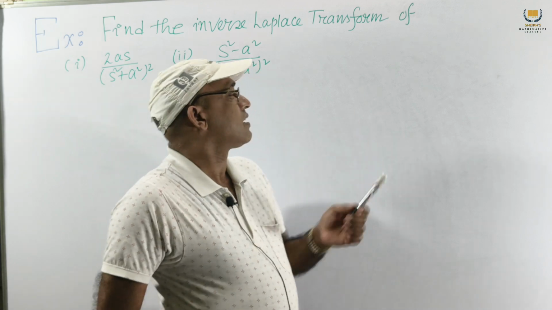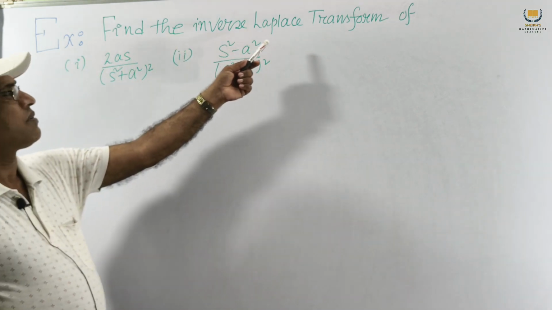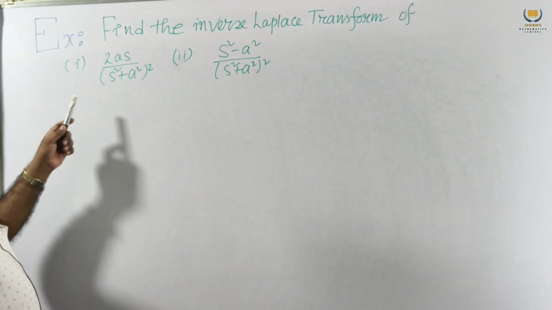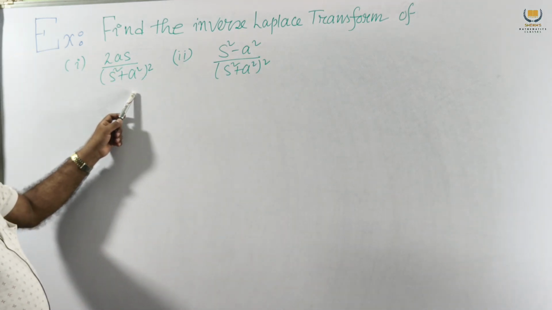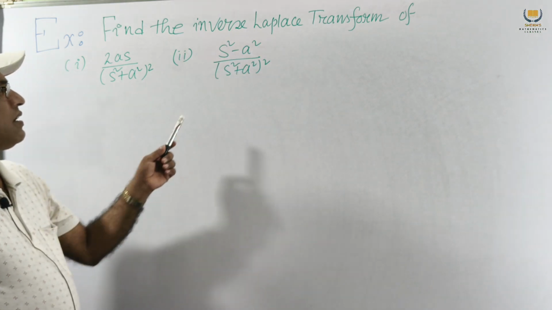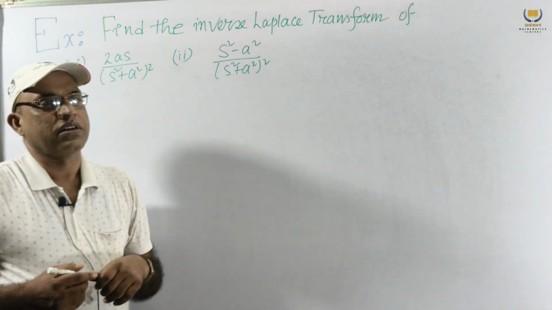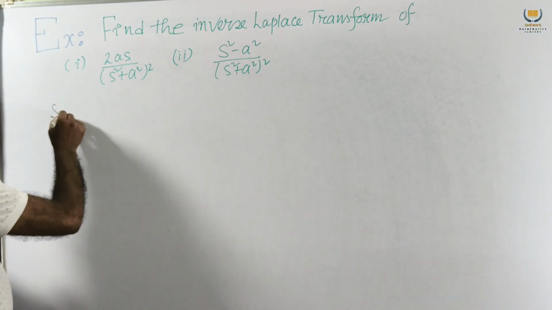Now let us consider another type of problem. Find the inverse Laplace transform of number 1, 2as by (s² + a²)², and number 2, (s² − a²) by (s² + a²)² . So this one we consider. Now the solution is that.